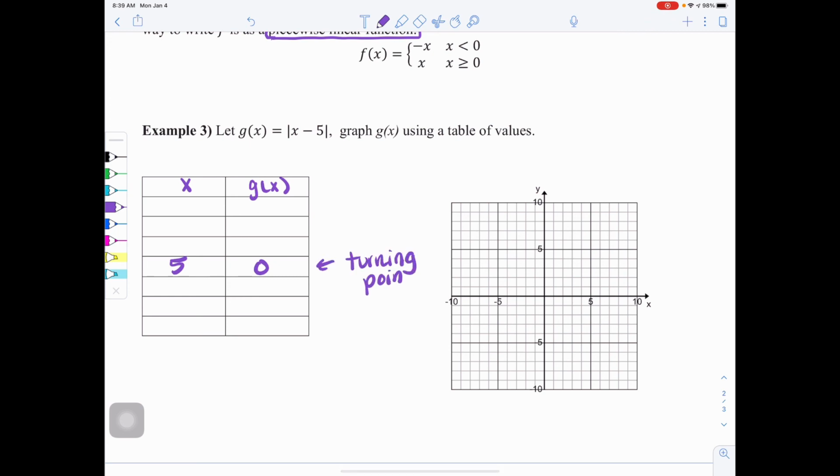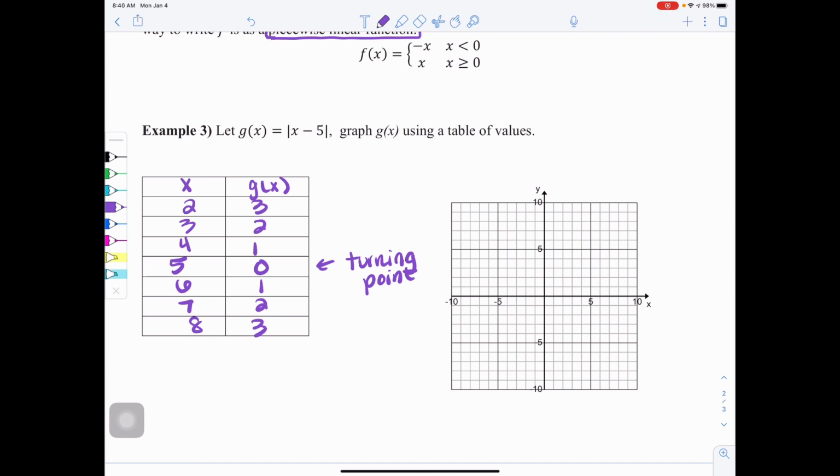And I showed you how to find that on the graphing calculator. Then we can go from there, 6, 1, 7, 2, 8, 3. Those are coming directly off the graphing calculator. And above it, we have 4, 1, 3, 2, and 2, 3. So that entire table of values comes exactly from your graphing calculator. It is not something that you have to plug the numbers in, find out what they are, and then evaluate.